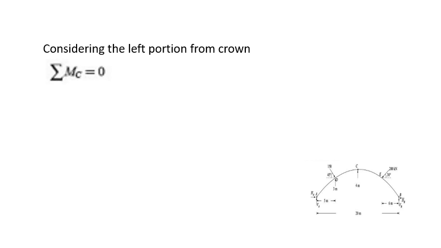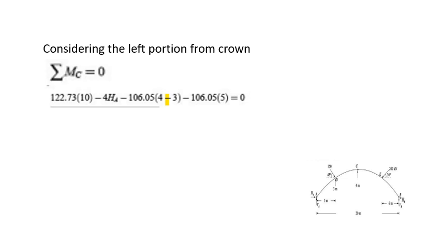Considering the left portion from the crown, applying sigma MC is equal to 0. So 122.73 into 10, that is the moment of the vertical reaction, minus 4 into HA, minus 106.05, that is the horizontal component of the 150 kilonewton force.